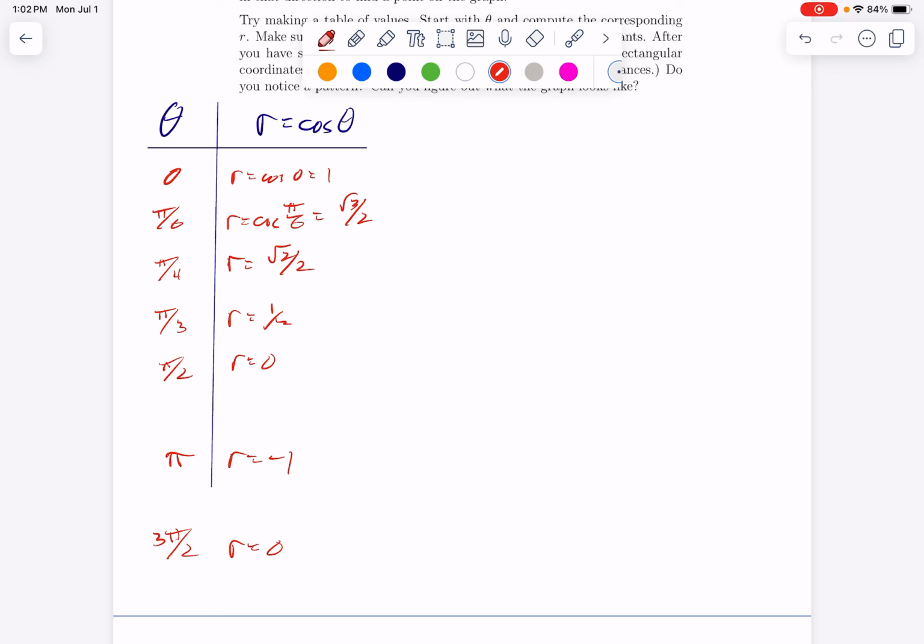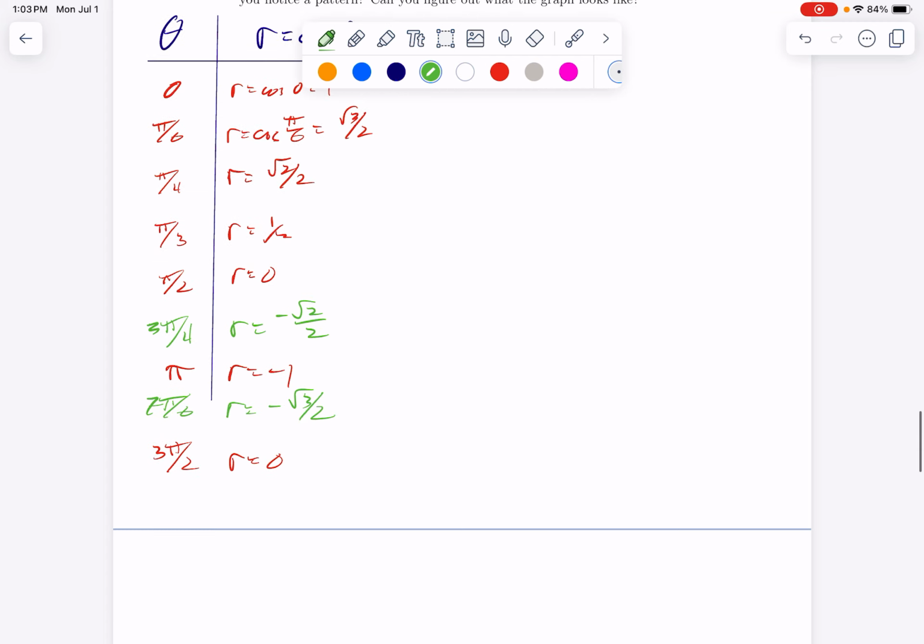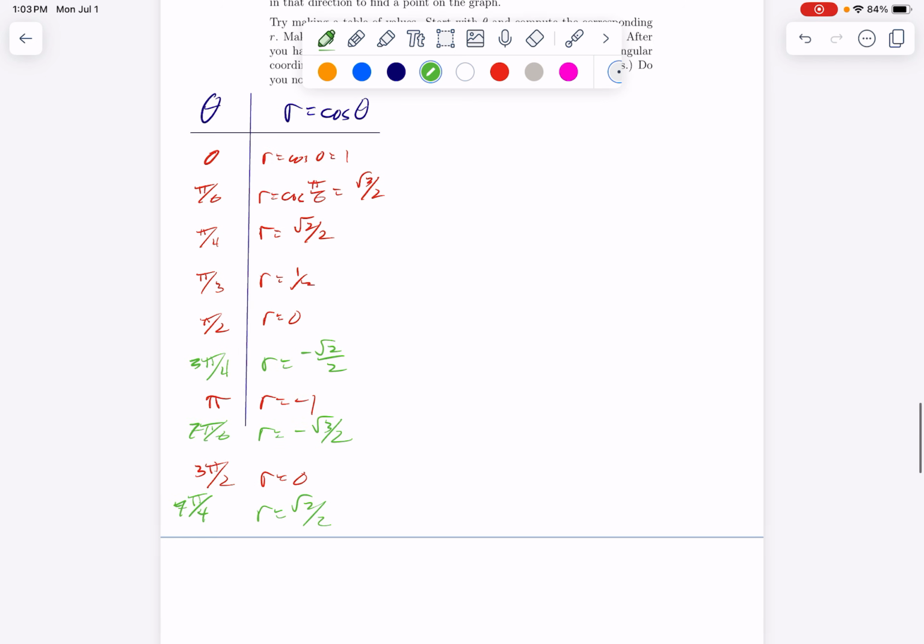And then I could pick stuff in between. Maybe 3 pi over 4, cosine there is negative root 2 over 2. Maybe 7 pi over 6, cosine there is negative root 3 over 2. Maybe 7 pi over 4, cosine there would be root 2 over 2. Right? Perhaps you have a slightly different set of values.